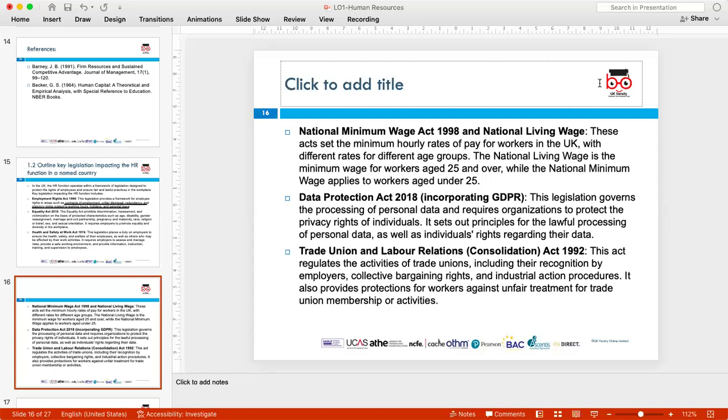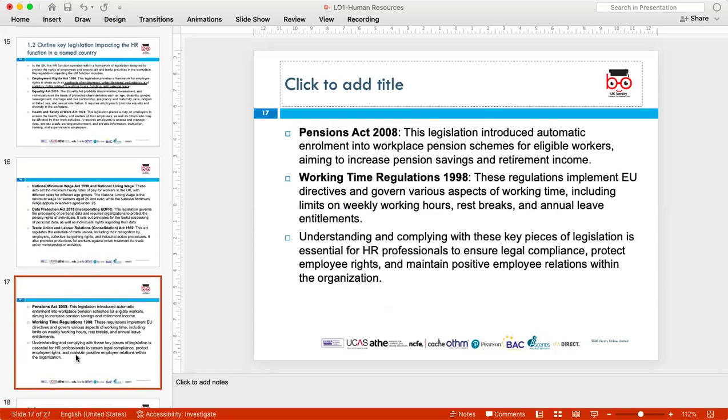Trade Union and Labour Relations Act 1992. This act regulates the activities of trade unions, including their recognition by employers, collective bargaining rights, and industrial action procedures. It also provides protection for workers against unfair treatment for trade union membership or activities. Pensions Act 2008. This legislation introduced automatic enrollment into workplace pension schemes for eligible workers. The whole aim of this Pensions Act is to increase pension savings and retirement income.